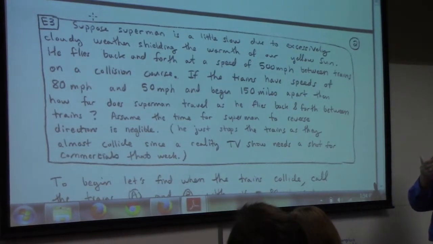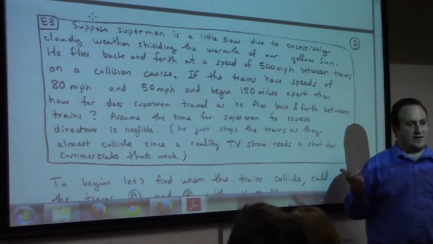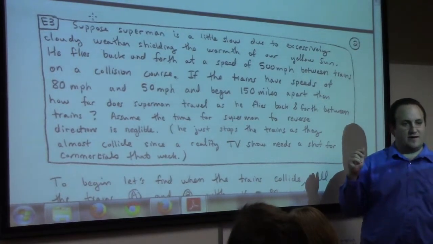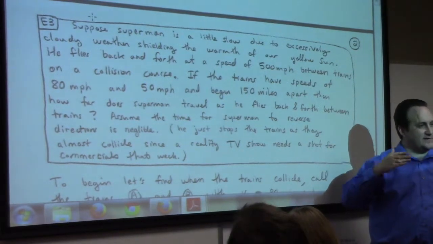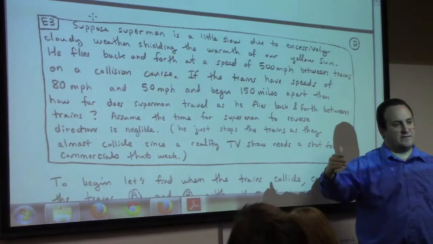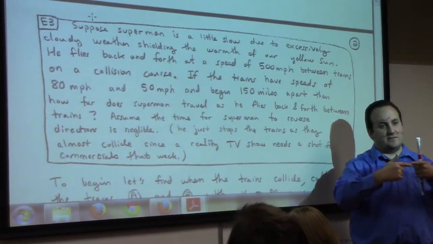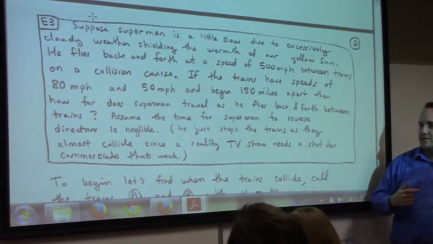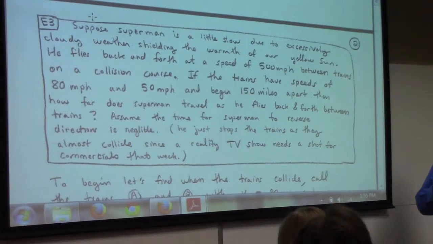Well, if you think about this, this is really a problem of average velocity, because he's Superman. It doesn't take any time for him to reverse direction, right? So Superman is always flying at 500 miles per hour the whole process. So to figure out how far Superman travels, I just need to figure out how much time it takes for the trains to get together. And so that's what I do. I just calculate how much time it takes. Now, how would you calculate how much time it takes for the trains to get together?